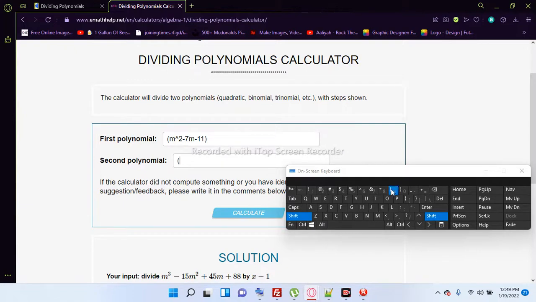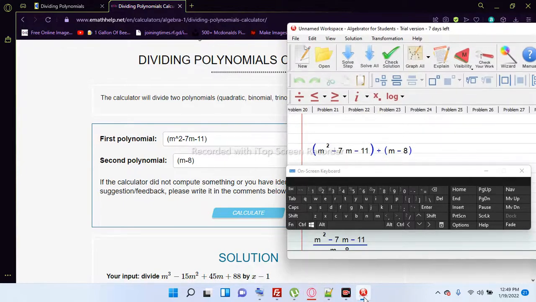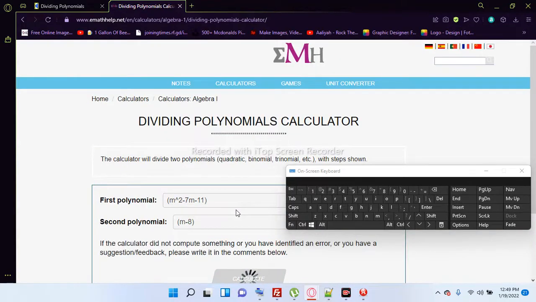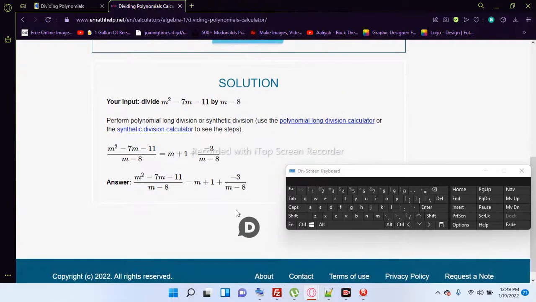So you put shift, parentheses, shift, parentheses, M minus, let me not use that one. Okay, M minus 8 divided by m minus 8. So you put it in here, m minus 8. Okay, so it's m squared minus 7m minus 11 divided by m minus 8. Okay, now calculate it. And we should get the answer: m squared minus 7m minus 11 over m minus 8 equals m plus 1 plus negative 3 over m minus 8.